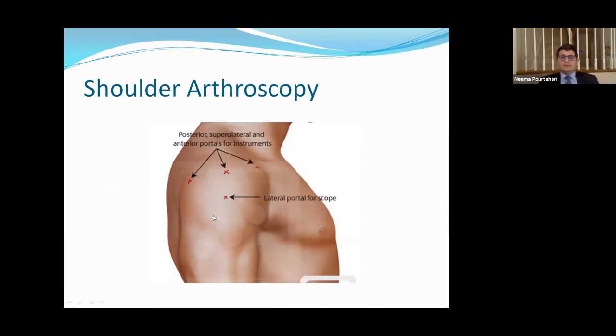So this is a picture of the type of portals, small arthroscopic incisions that we make during shoulder surgery. One is typically made on the front, another on the side, another on the back. Sometimes, depending on the complexity of surgery, you do need to add extra portal incisions.